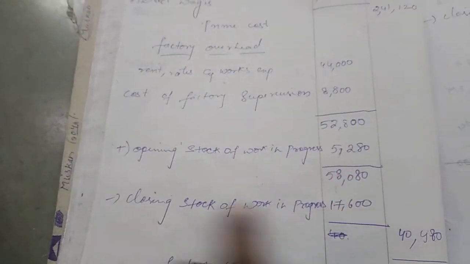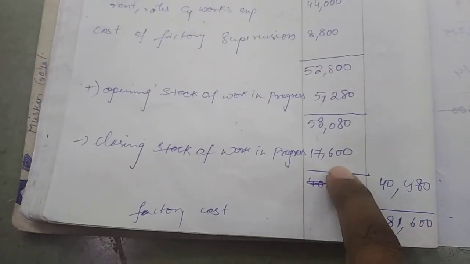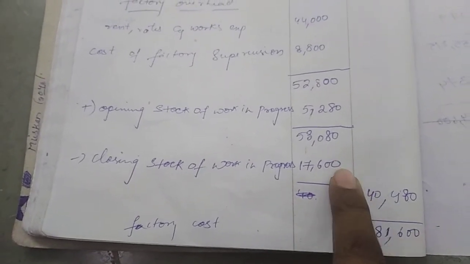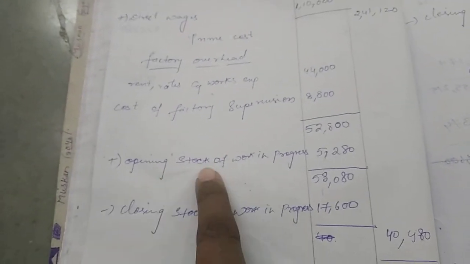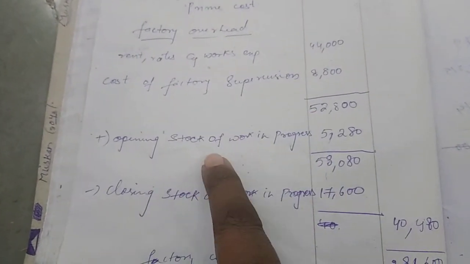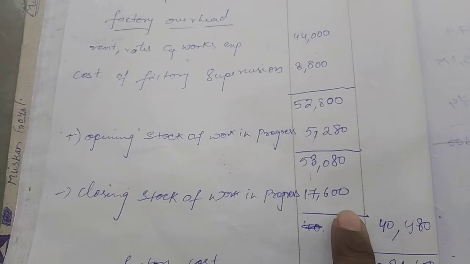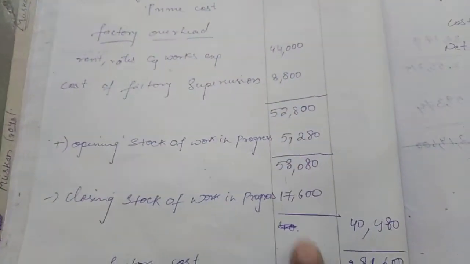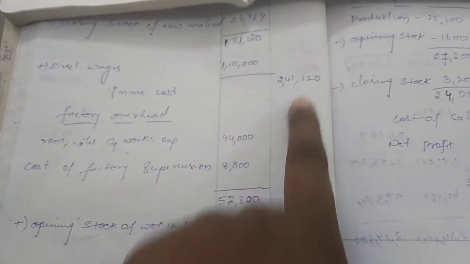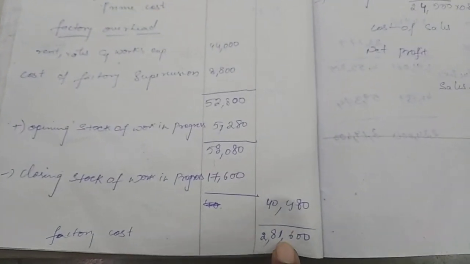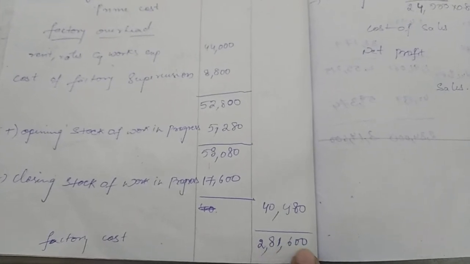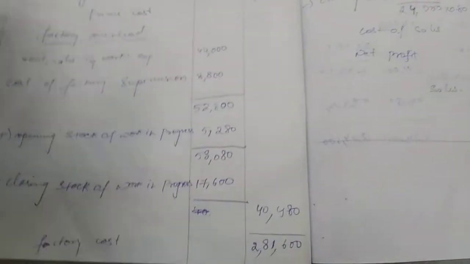After adding that amount, next we have to deduct the closing stock of work in progress. Closing stock of work in progress is 17,600. Once you go to the cost sheet pro forma, you have all this information. In factory overhead itself, we have to add the opening stock of work in progress and deduct the closing stock of work in progress. Now total factory overhead, how much did we get here? 40,480. For prime cost we have to add this 40,480. Then factory cost or work cost, you will be getting 2,81,600.